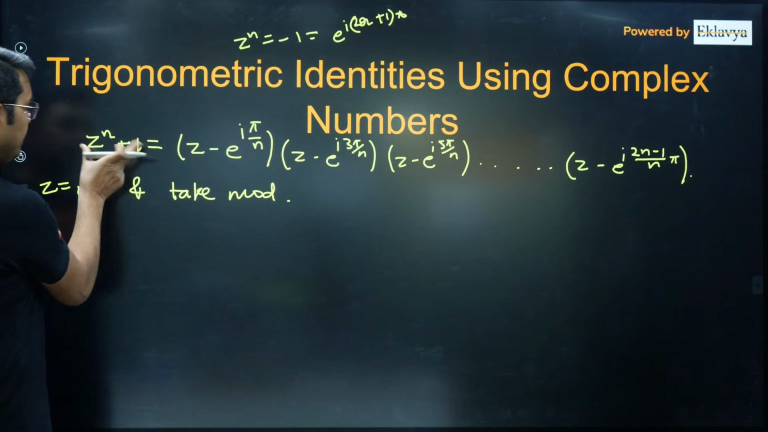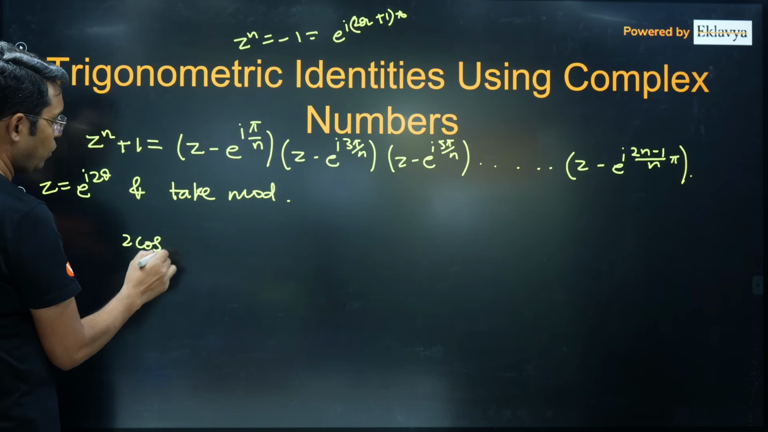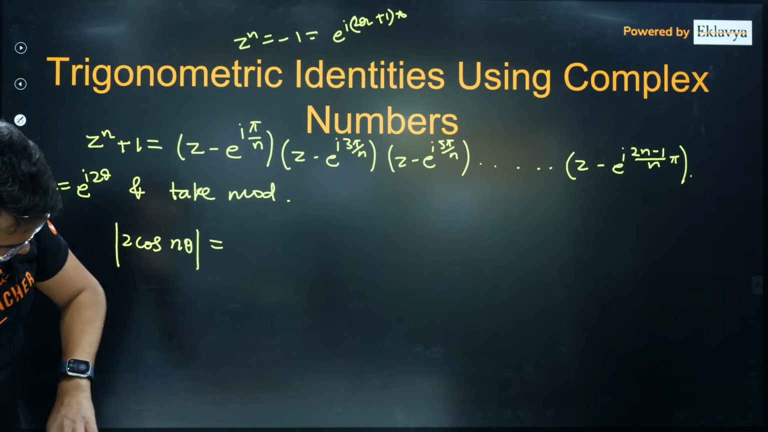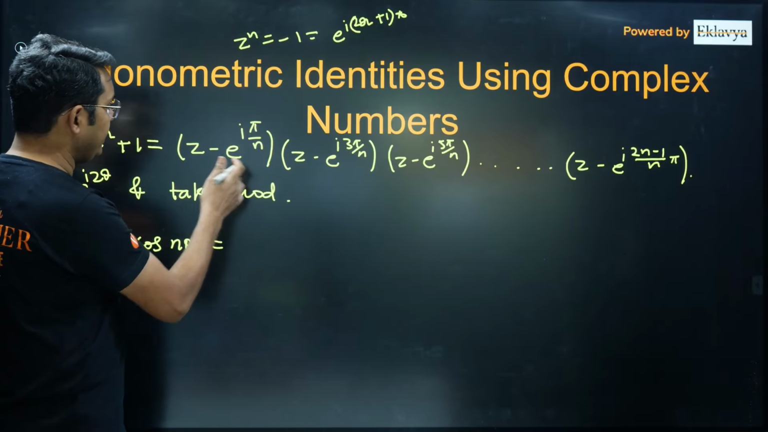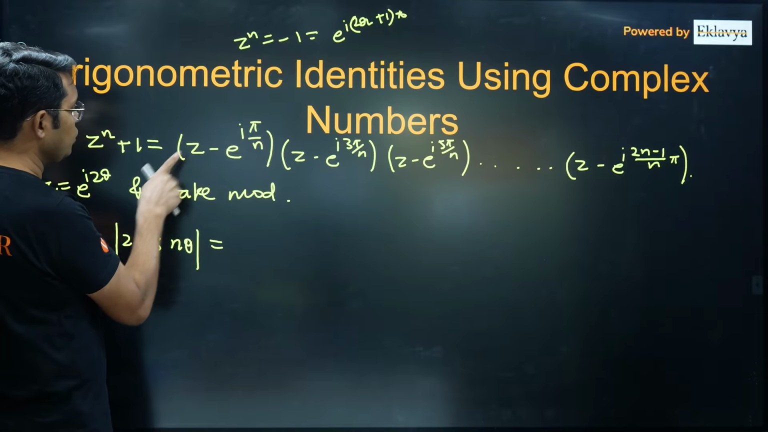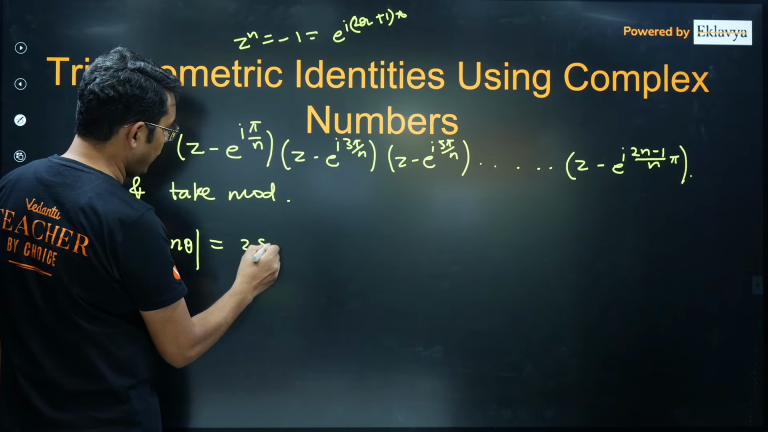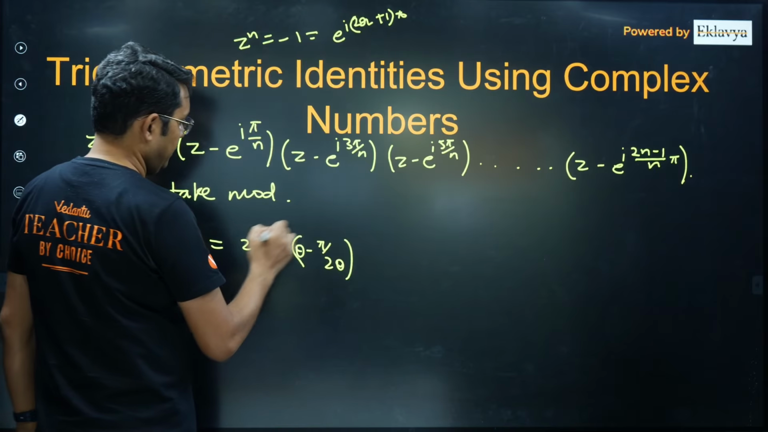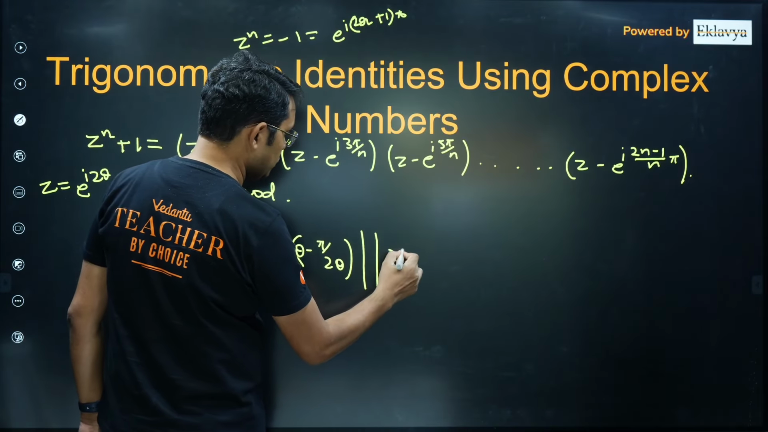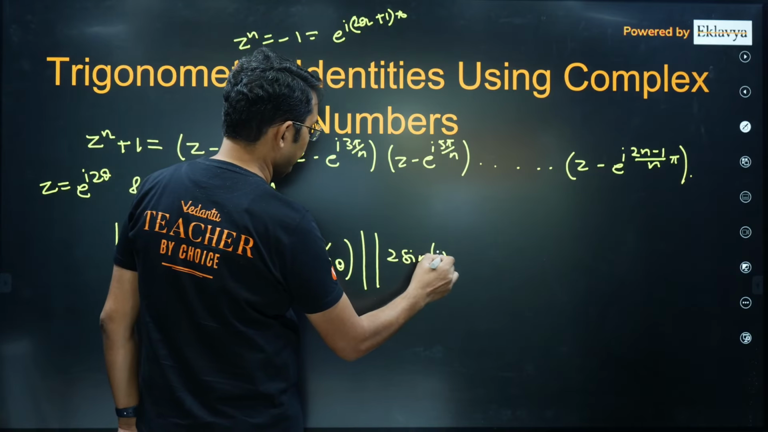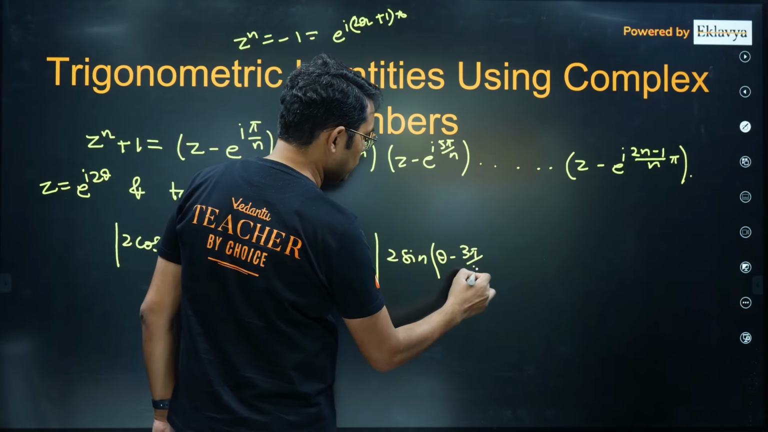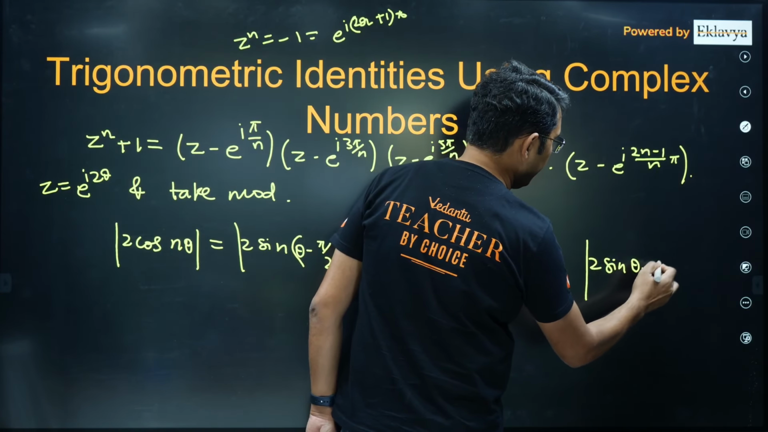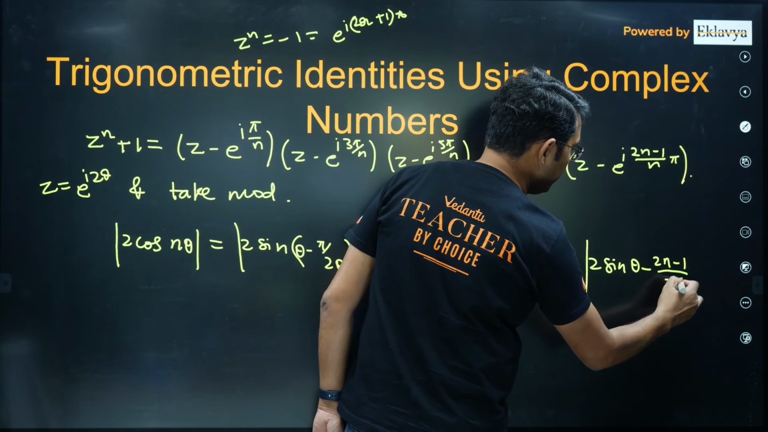Now if you take mod, this will become, I can write it directly, 2 cos n theta, and on the right hand side, if you take e power iota 2 theta minus this thing, it will be 2 sine theta minus pi upon 2n mod, and then 2 sine theta minus 3 pi by 2n and so on, 2 sine theta minus 2n minus 1 upon 2n pi.